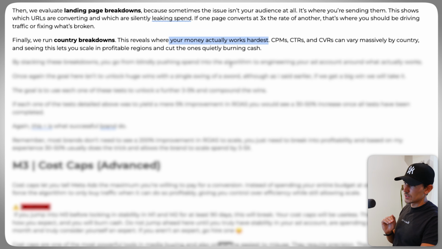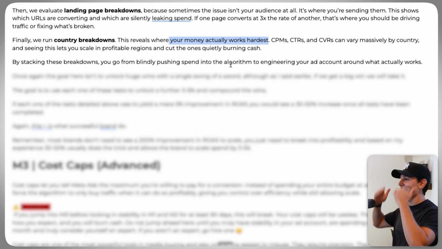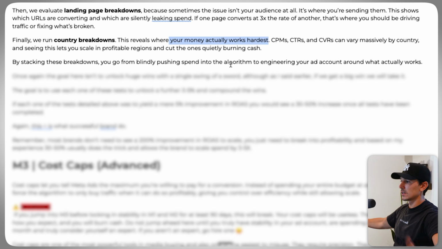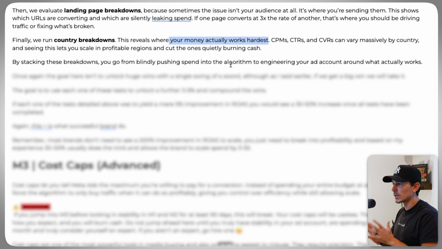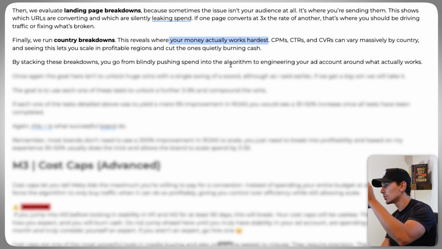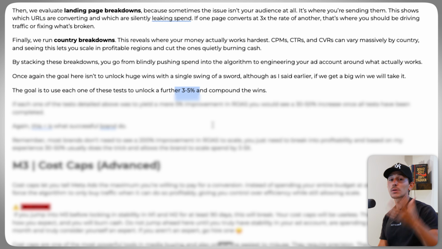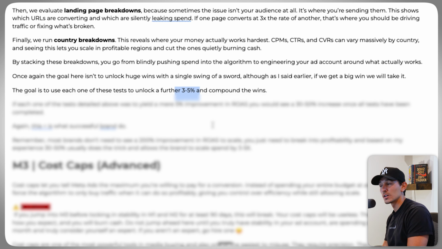The key of all this in M2 is stacking these breakdowns on one another. You go from blindly pushing spend into the algorithm to actually engineering an ad account around what actually legitimately works. And I think the key of this here is that I'm not telling you that every one of these breakdowns is going to get a 30% boost in your return on ad spend and you're going to go walk around and collect money off of your trees.